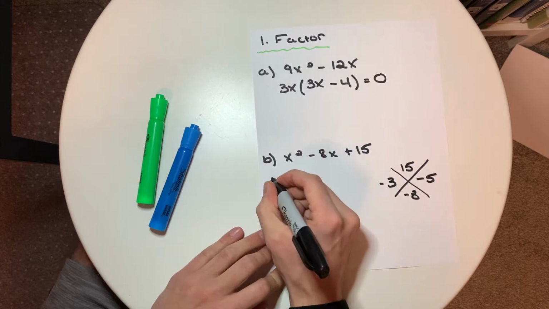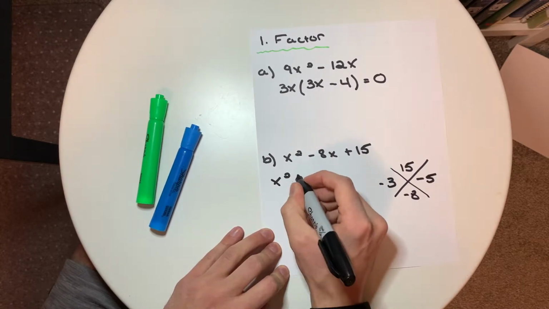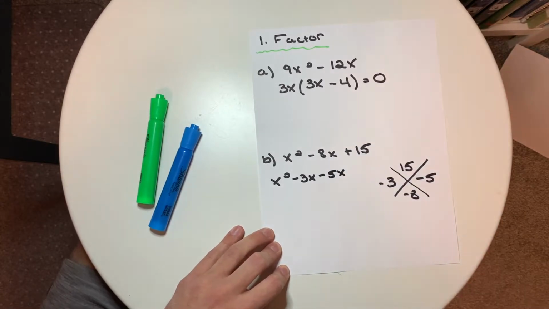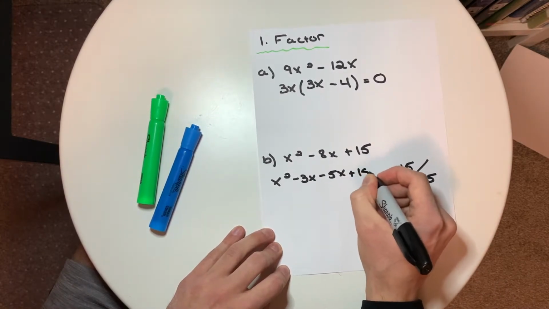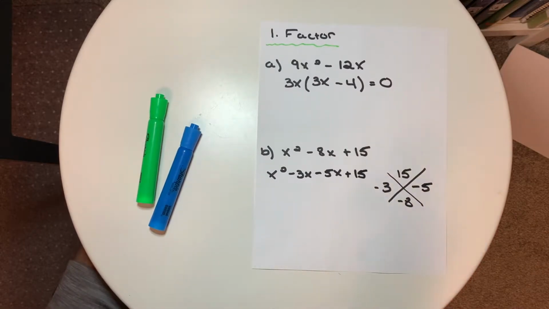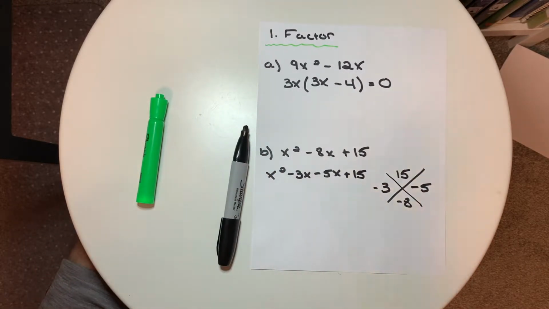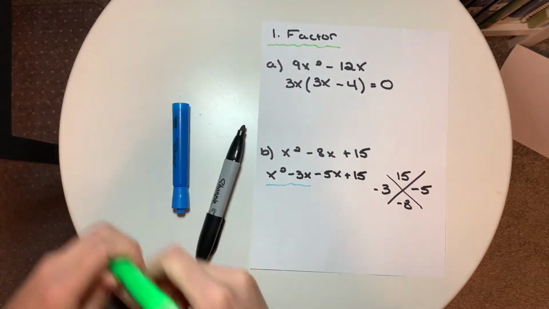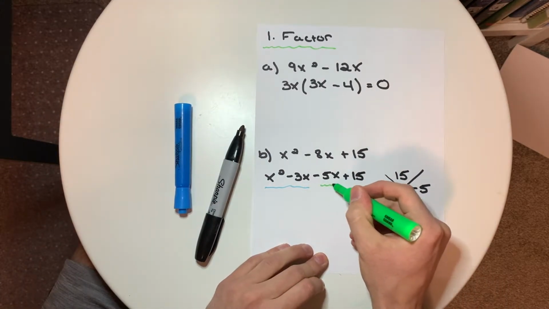So then when we go back to our problem, we say that x squared, we're going to write out those factors, plus 15, and then now we want to treat them like 2 separate terms. So in this case, you want to treat these 2 together, and then you want to treat these 2 together.